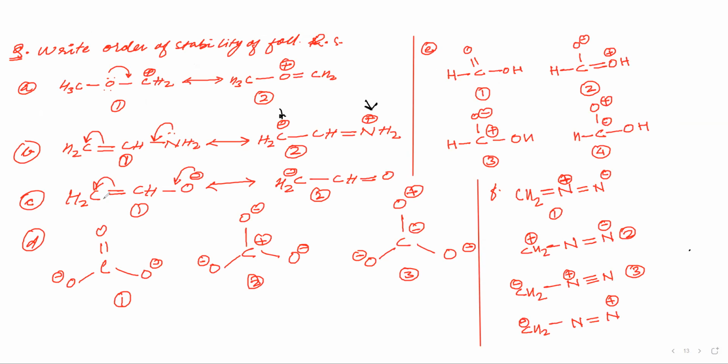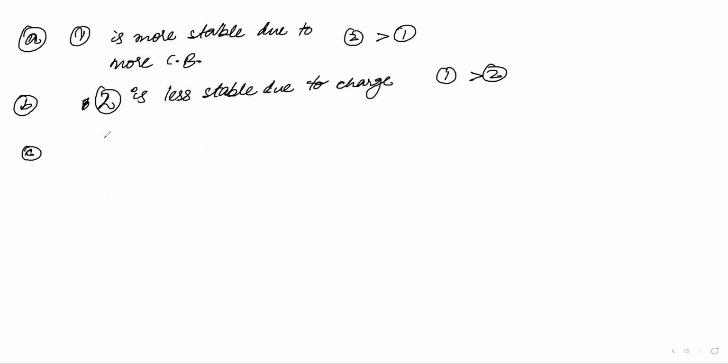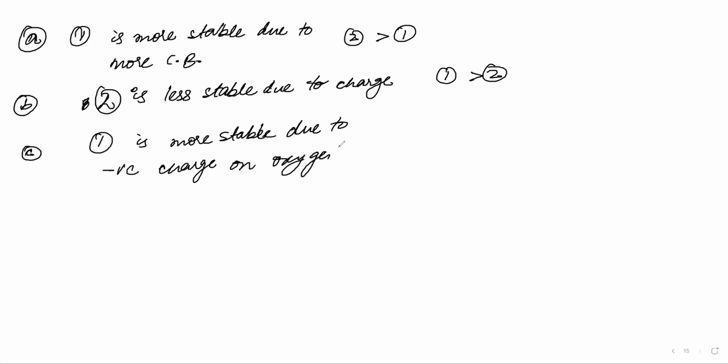Because a negative sign is on oxygen, an electronegative atom. Correct. 1 is more stable due to negative charge on oxygen. So what I have to write is 1 greater than 2. Okay. Now let us see D.